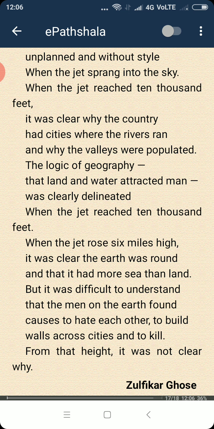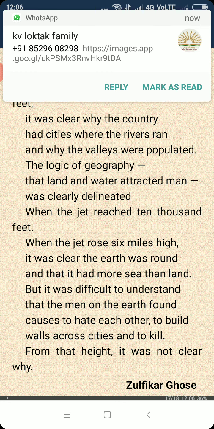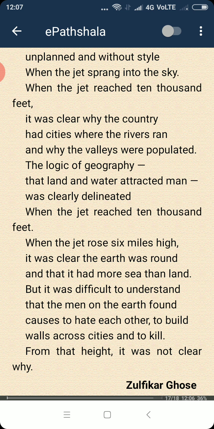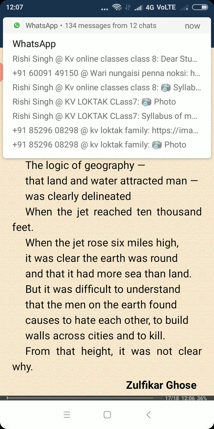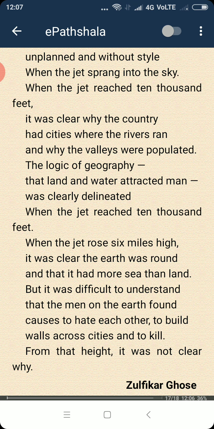But it was difficult to understand that the men on earth found causes to hate each other, to build walls across cities and to kill. From that height, it was not clear why.